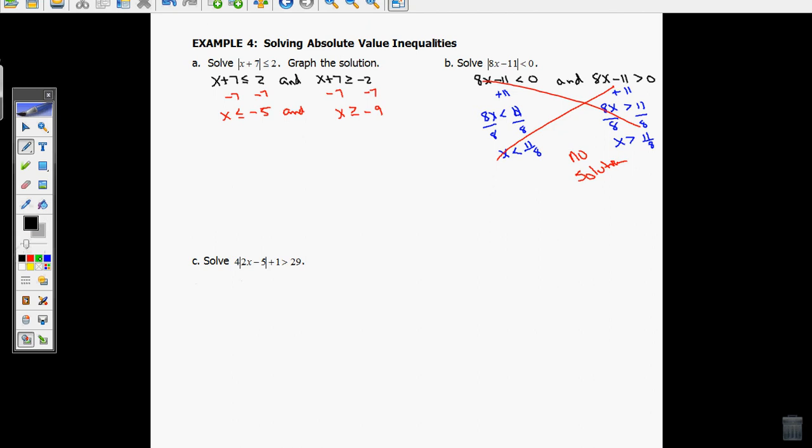This one is very, very interesting because there's more going on than just the absolute value, right? There's 4 times the absolute value, and then there's also plus 1. So what we want to do is try to clear everything away first by subtracting 1. So I get 4 times the absolute value of 2x minus 5 greater than 28, and then divide by 4. So I get just the absolute value of 2x minus 5 greater than, and then 28 divided by 4 is 7. So now I have the absolute value just alone, and I can look up here.